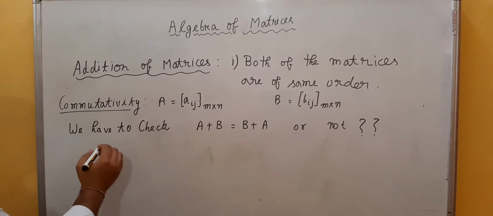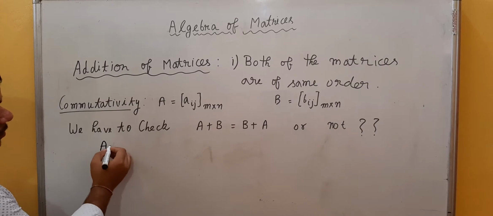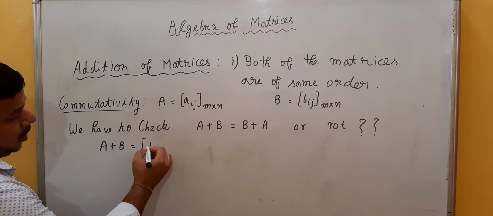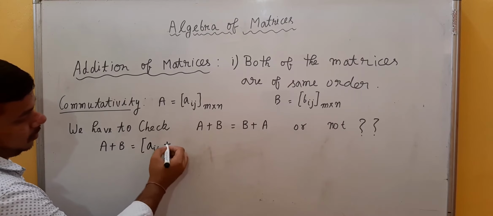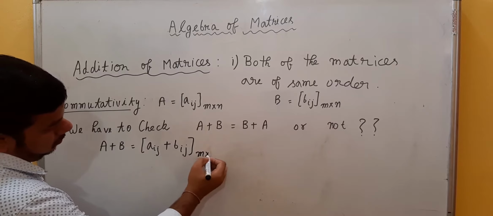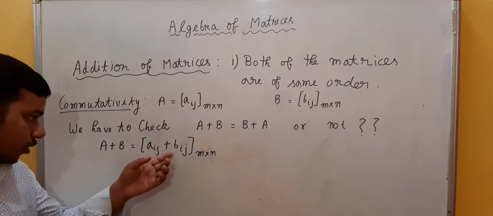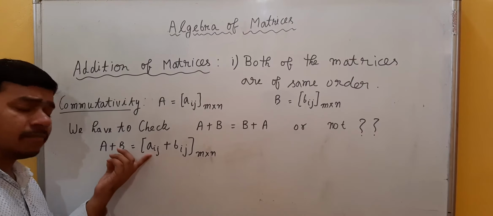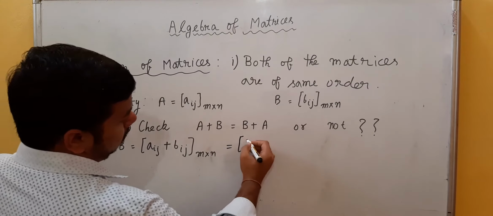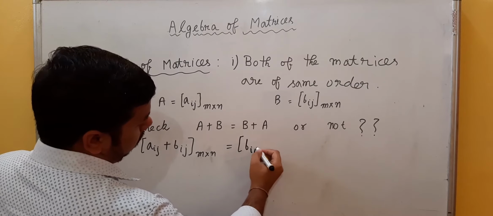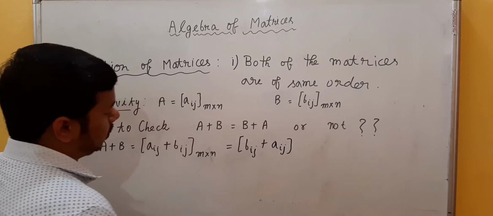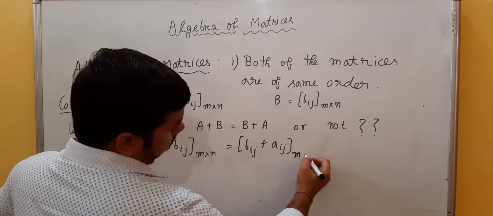So let us see. A plus B is equal to क्या हो जाएगा बच्चों? Aij plus Bij. Aij and Bij are what? These are the numbers or functions, right? So it can also be written as Bij plus Aij. There is no problem in that, in this step.